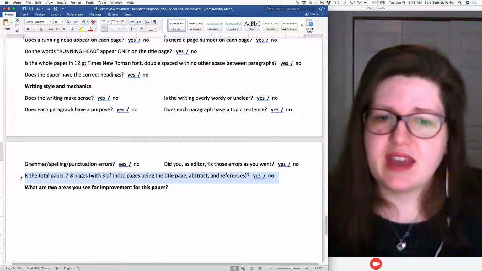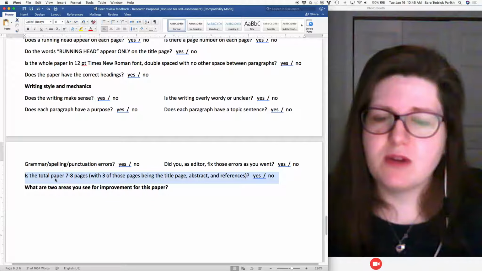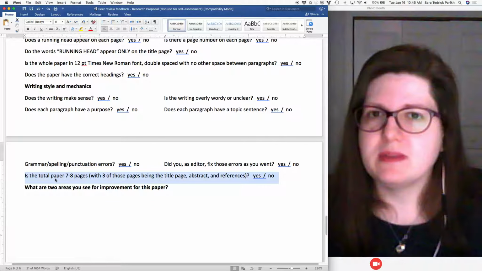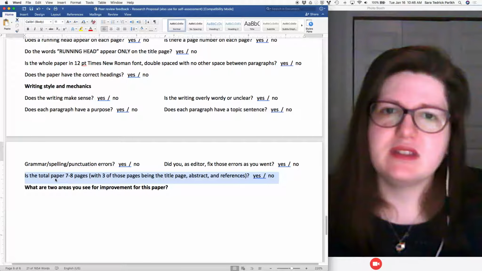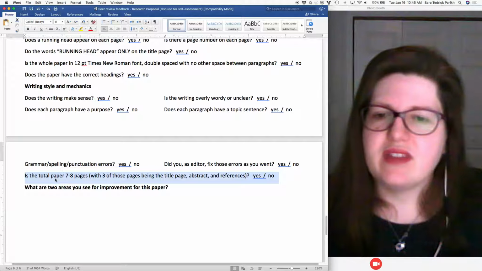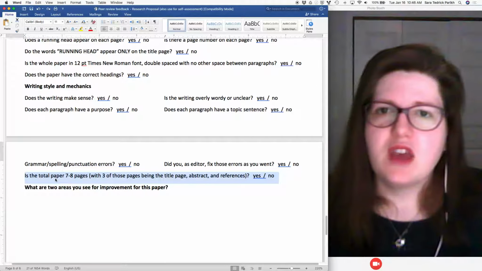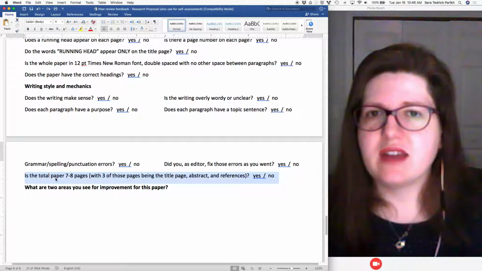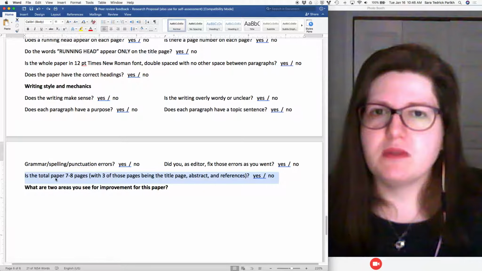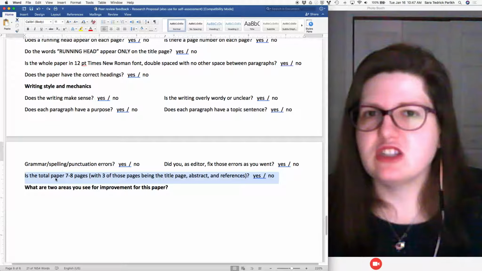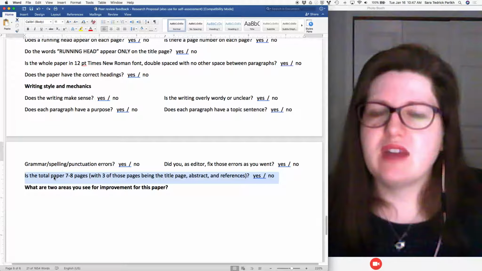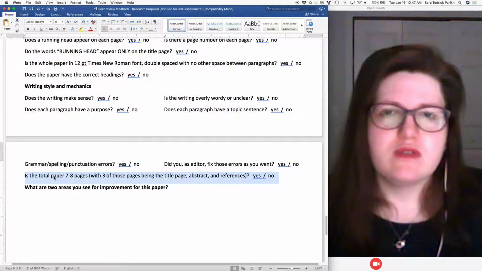This last one, again, is not terribly critical anymore, and your final paper is probably going to be a little bit longer than this. Is the total paper 7 to 8 pages? That's a requirement in other classes that I just forgot to take out of here. A good literature review is typically around this length, but now that you're doing your research proposal, it'll probably be 1 to 2 pages longer. So 8 to 10 pages is a normal range.